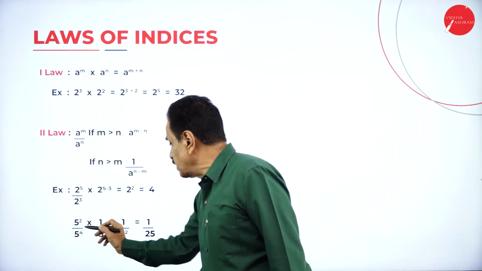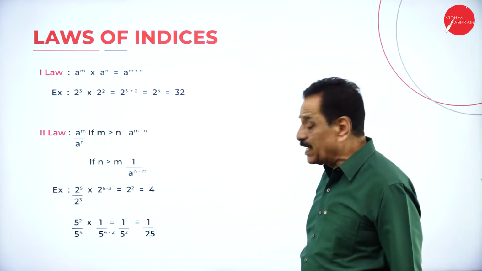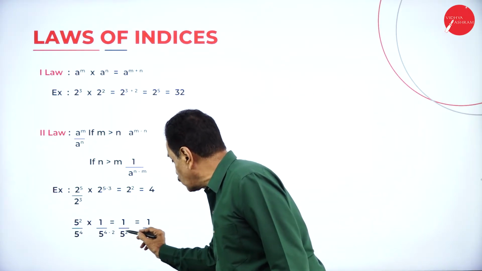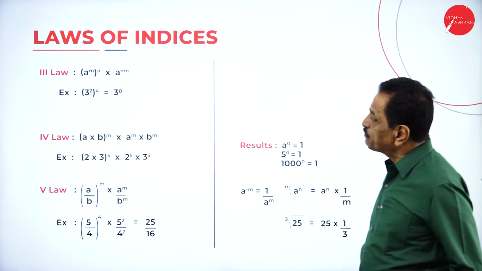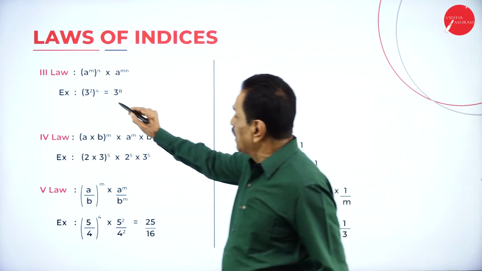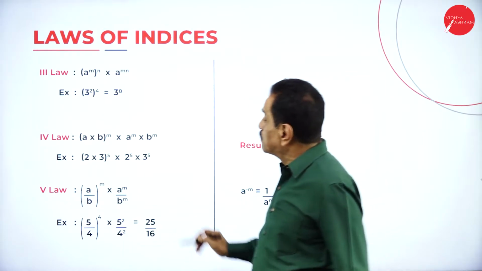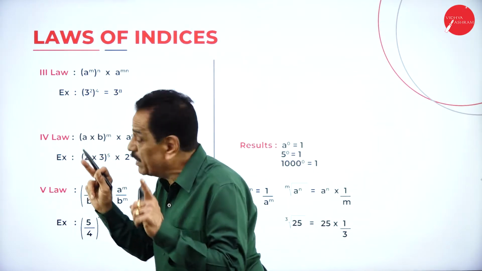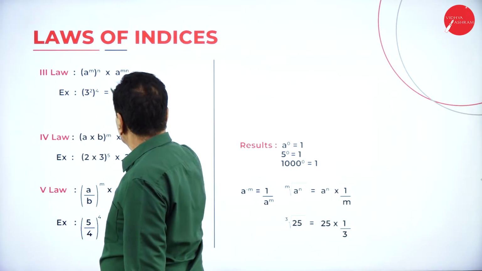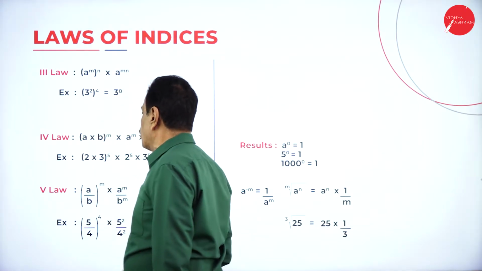Here, in 5 to the power of 2 divided by 5 to the power of 4, the 4 is more, so it is 1 divided by 5 to the power of 4 minus 2. 5 square is 25. Next, (a to the power of m) to the power of n is a to the power of mn. See that it should be in the bracket. You should be very careful with the bracket. 2 4s are 8. That is 3 to the power of 8.